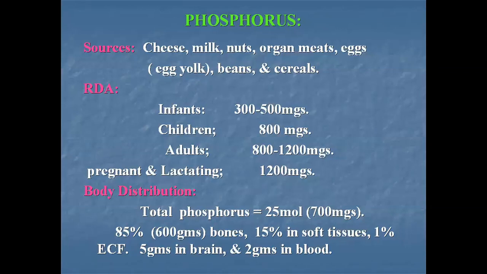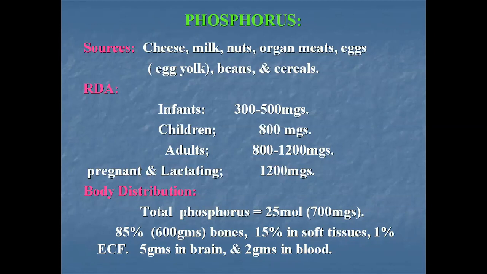Phosphorus, another macromineral. Sources. Dietary sources include cheese, milk, nuts, organ meat, egg, especially egg yolk, beans, and cereals.